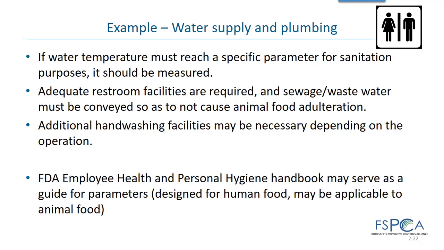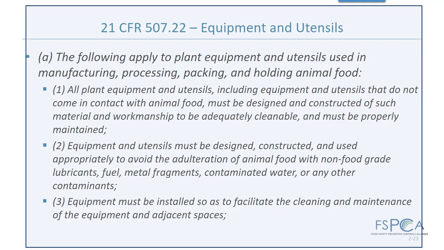Adequate restroom facilities are required, and sewage wastewater must be conveyed so as not to cause animal food adulteration. And additional hand washing facilities may be necessary depending on the operation. So you might already have hand washing facilities available, but do you need to consider putting more of them in to make sure that your employees are definitely following your procedures and guidelines? Just some things to consider as we're talking about water supply and plumbing. 507.22 is all about the equipment and the utensils used in the animal food manufacturing process.